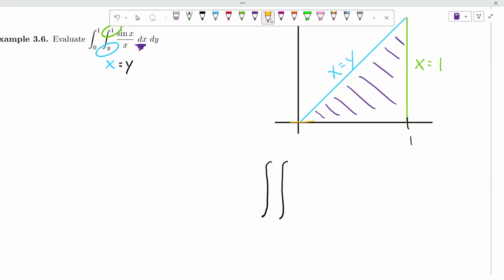The lower bound this time looks like it's just the x-axis, y equals 0. So 0 is my lower limit. My upper limit is the blue line, so y equals x. I still have sine x over x as my integrand, but now I'm going to do dy first and dx second.